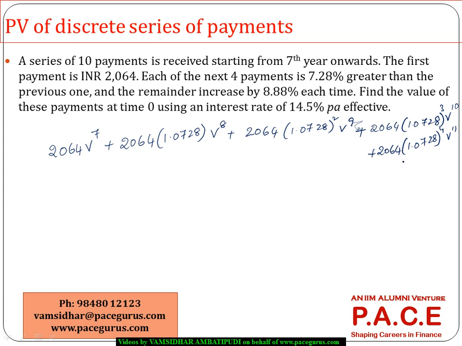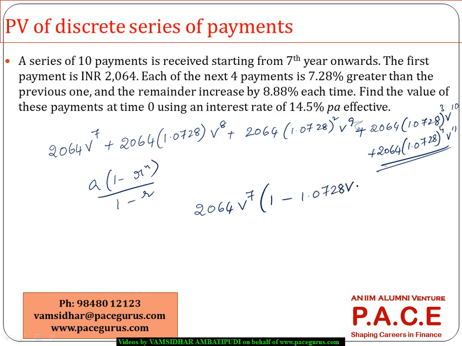So then again on this particular number, 2064 into 1.0728 to the power 4 multiplied by that 8.8%. So at least up to here, if I am looking at the sum of the first 5 terms of a geometric progression, what is the sum of the first 5 terms of a geometric progression? A into 1 minus r power n divided by 1 minus r. So the same logic if I apply here, 2064 v power 7 is A, and r in this case is 1.0728 v, so 1 minus r power 5 divided by 1 minus r.